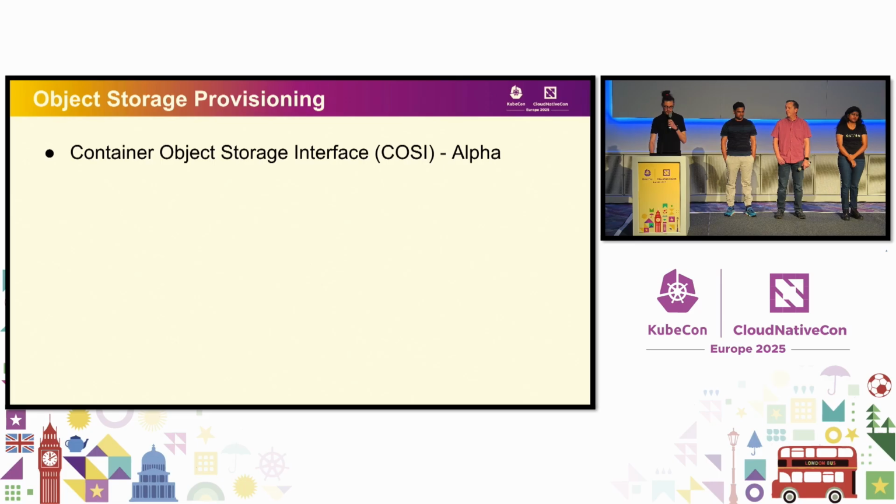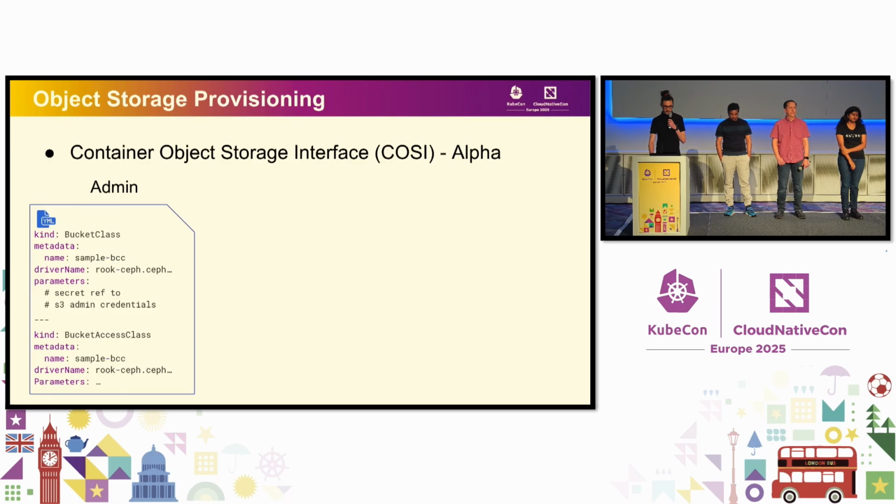Another way is to use container object storage interface or COSI. It's open specification currently in alpha version. It defines how orchestrators like Kubernetes can provision storage from providers like Rook or, for example, cloud providers like AWS.